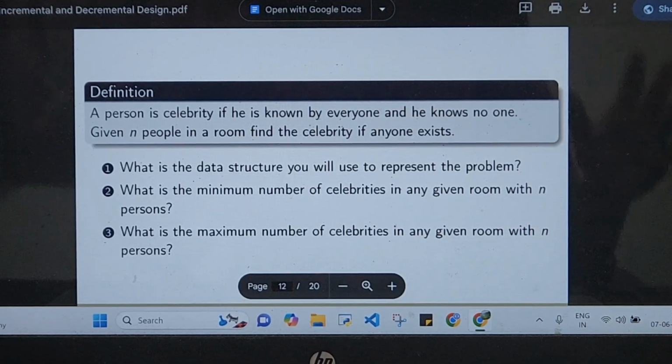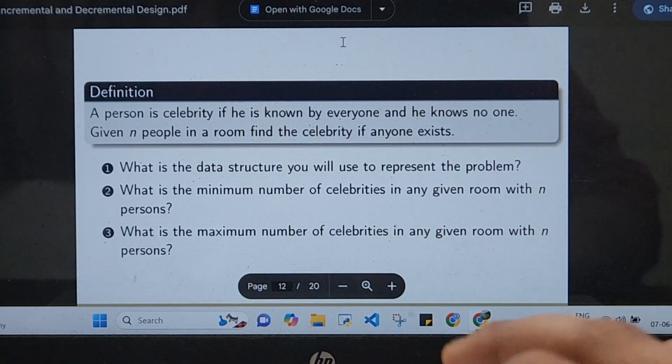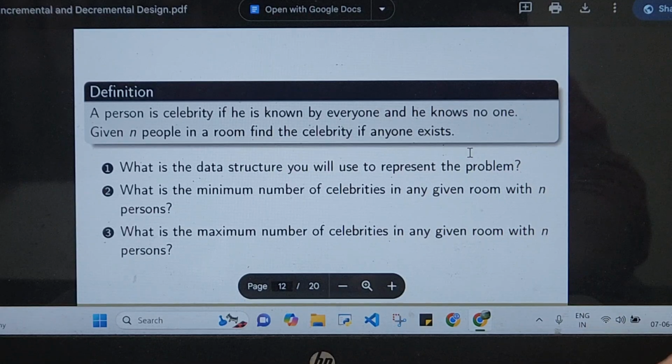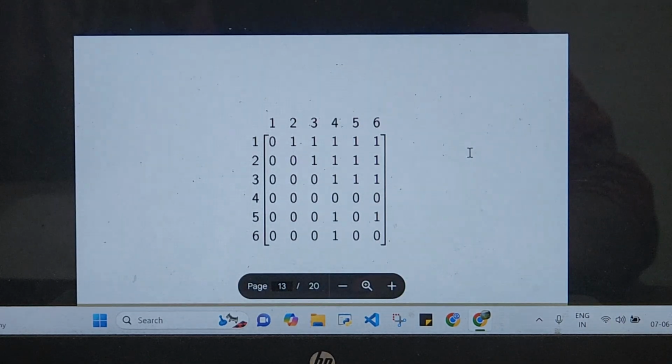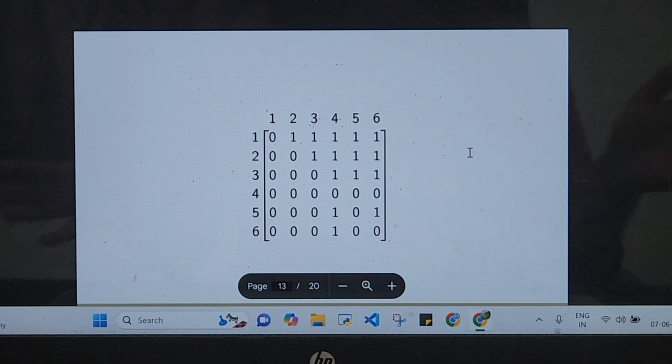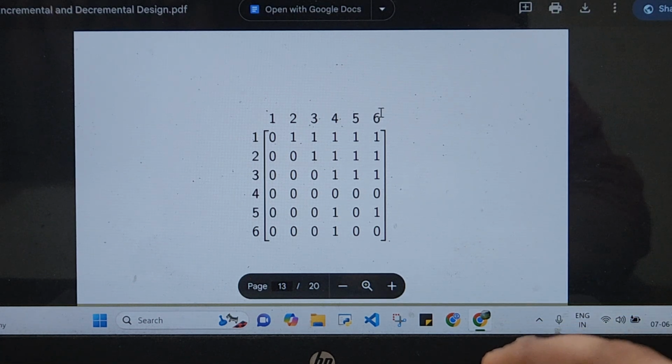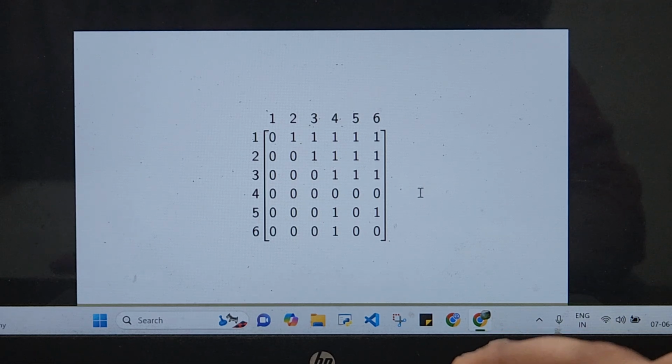So that was context about the celebrity problem. Now we will actually go into the decremental design part of it. But before that, we'll do the brute force way of finding out who the celebrity in the room is. So you have 6 people, 1, 2, 3, 4, 5, 6 represent the people, and this matrix tells you who knows whom.